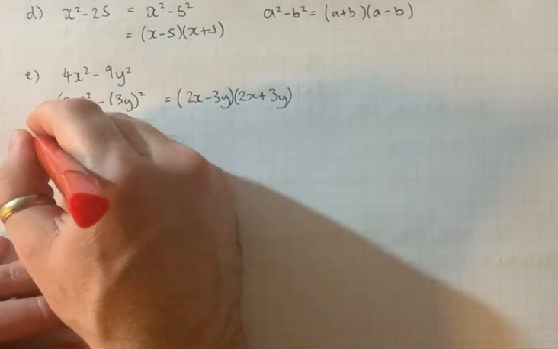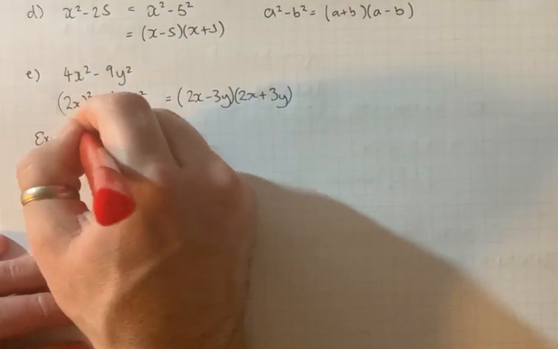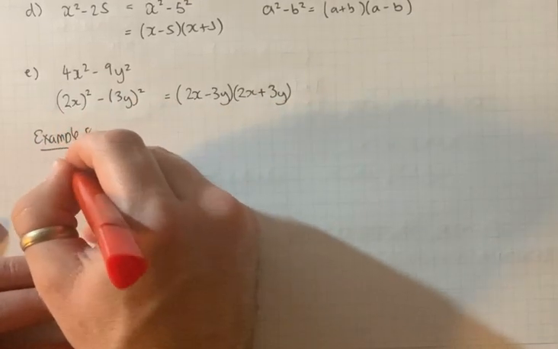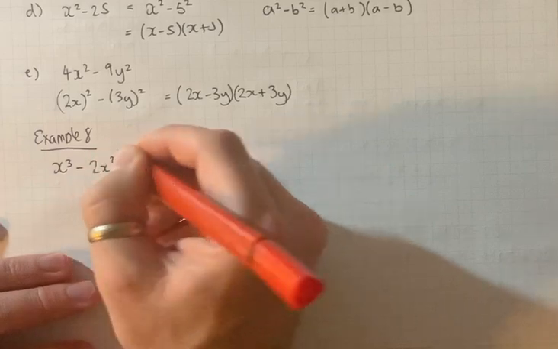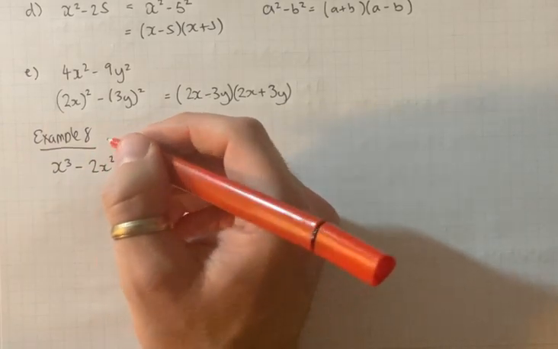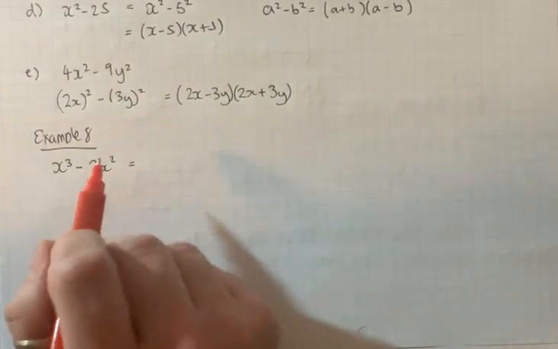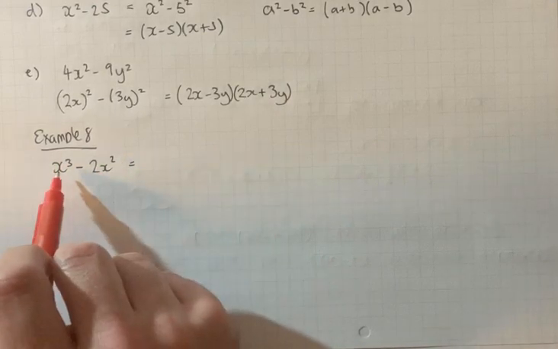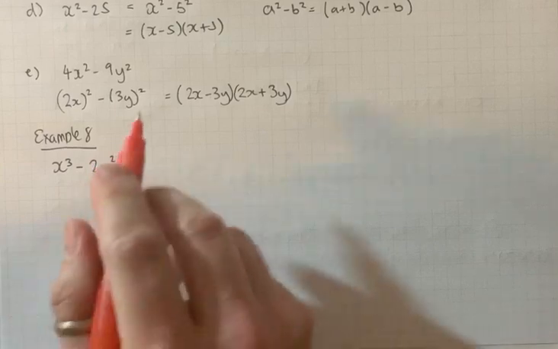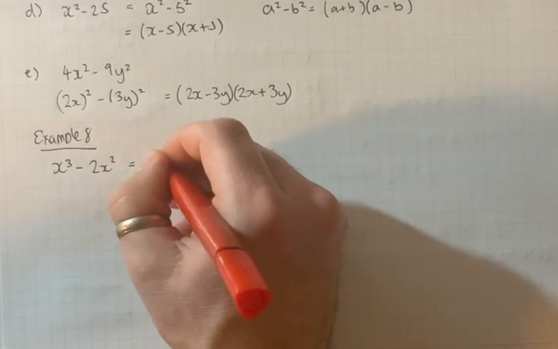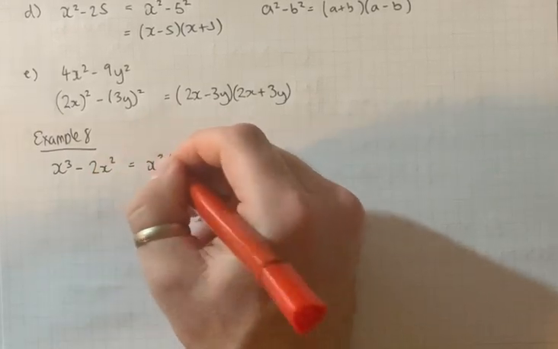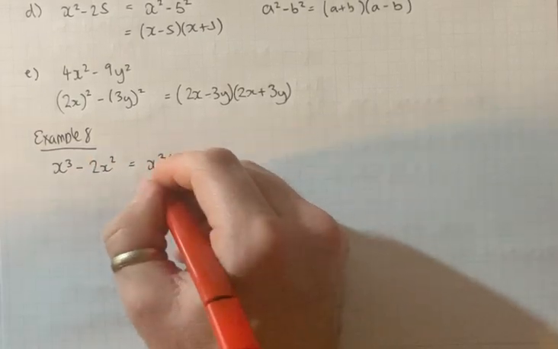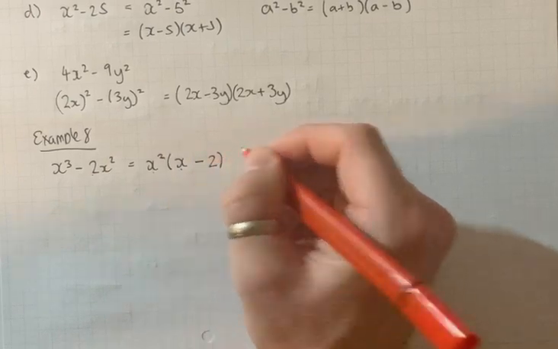Example 8. We've got x cubed minus 2x squared. Okay, we're trying to factorise it. So firstly, what's the biggest thing that fits into both? There's no number here other than 1, so forget about that. But what goes into x cubed and x squared? Well, x does, yes, but x squared is bigger and fits into both. So x squared times x is x cubed. x squared times 2 is 2x squared.